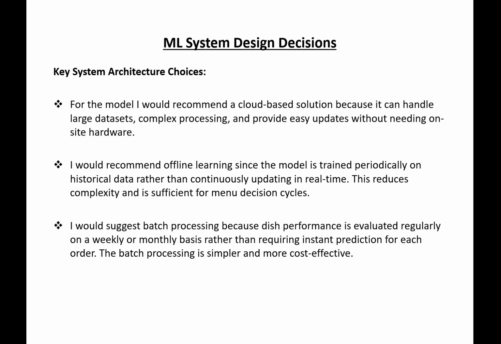The second point I would recommend is offline learning, since the model is trained periodically on vast amounts of historical data rather than continuously updating in real time. This can reduce the complexity and is sufficient for many decision cycles. And the third point I would suggest is using batch processing because dish performance is evaluated on a weekly or monthly basis due to the amount and volume of the data required. So rather than doing instant prediction for each order, I would say that batch processing is simpler and more cost effective in the long run.